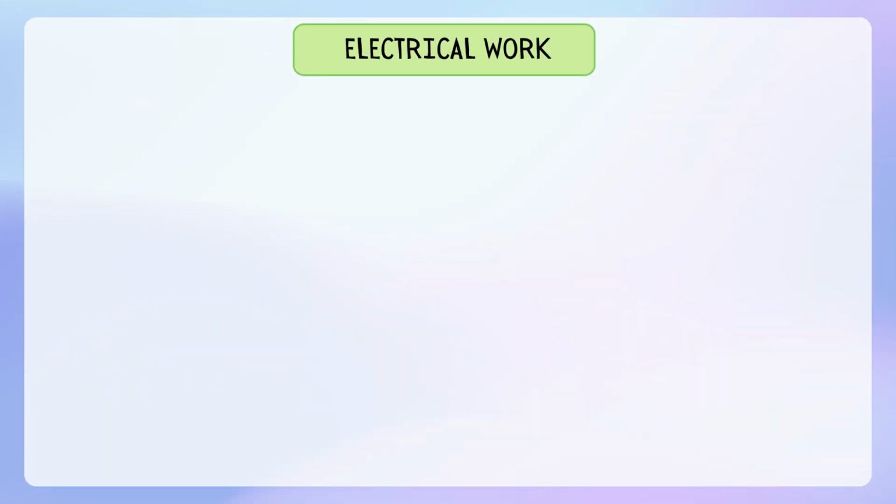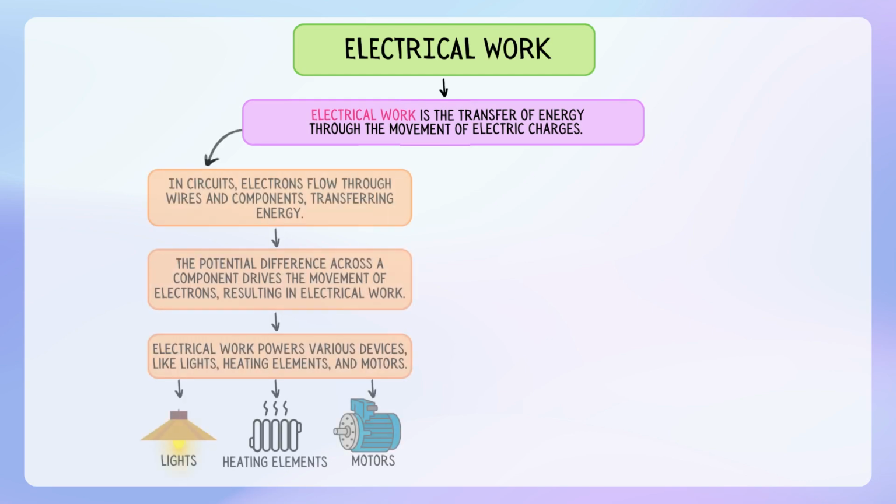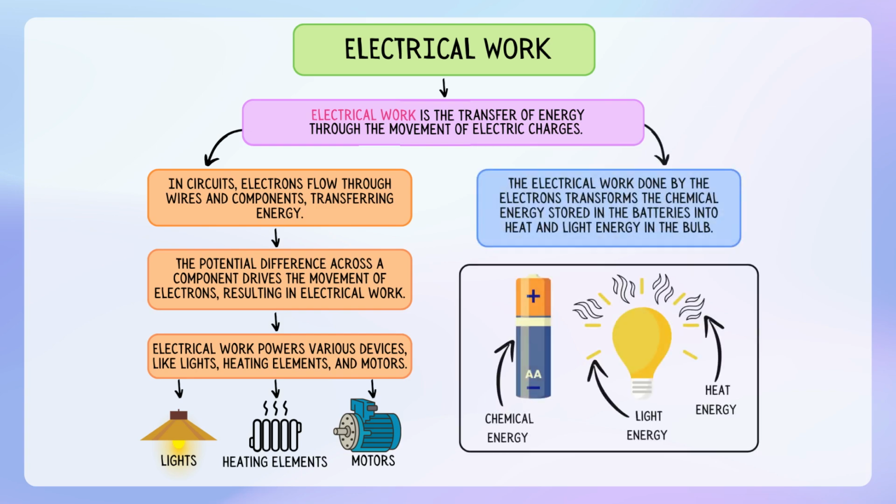In today's lesson, we delved into the process of electrical work as a method of energy transfer. Specifically, we saw that electrical work involves the movement of electric charges with energy being converted into other forms like heat, light, or mechanical work. To illustrate this, we looked at an example, powering a light bulb.